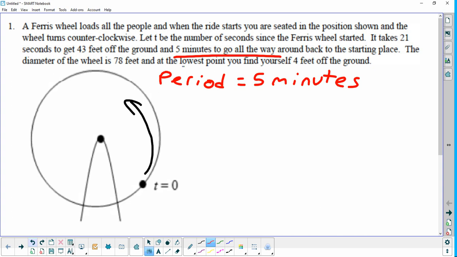Now, reading back a couple of seconds, let t be the number of seconds. That's 5 minutes. That means that's no good. So we got to change 5 minutes into seconds. We do that by multiplying by 60. 300 seconds. That's the period. We're going to need that.